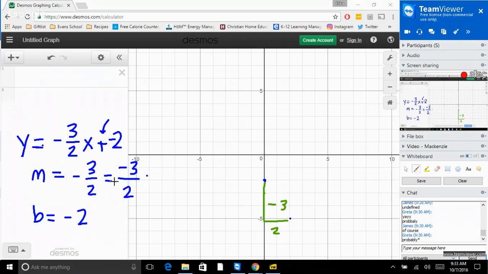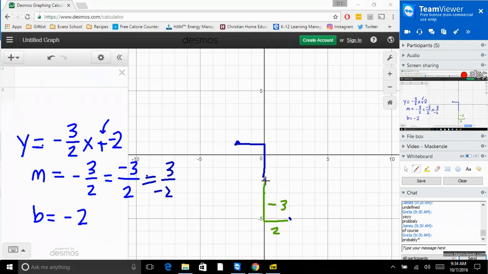Okay. What happens if I assigned, instead of -3/2, if I said, okay, it's going to be 3 over -2? How would that have worked out? Well, that would have meant that I rise +3, 1, 2, 3, and I run -2. So I would have gotten my point right here. So I have a point here, here.